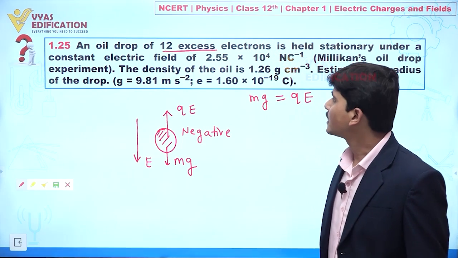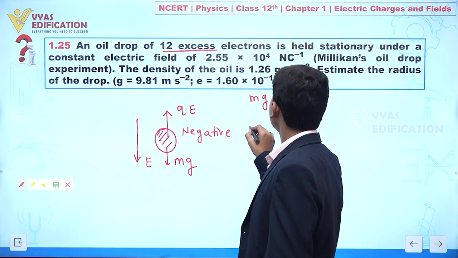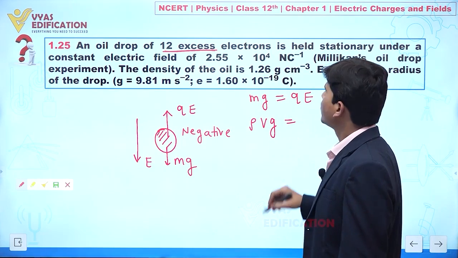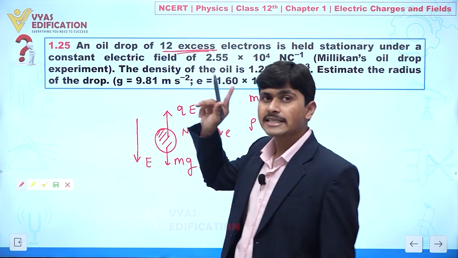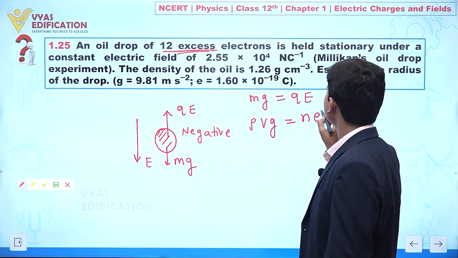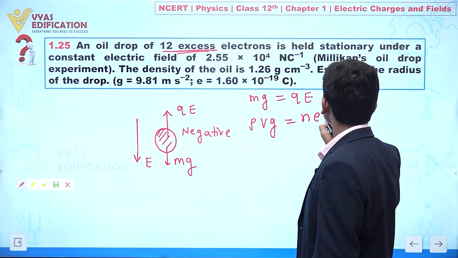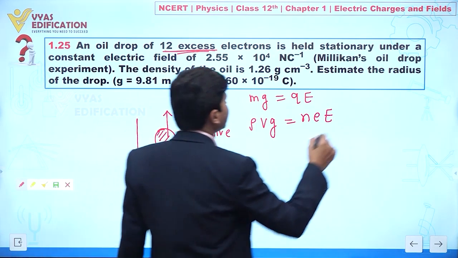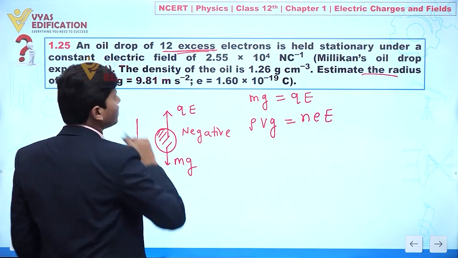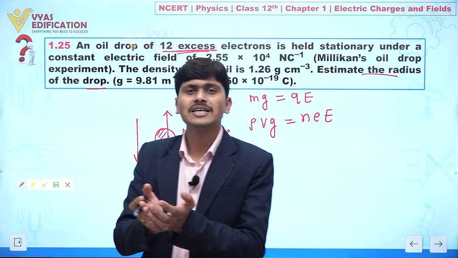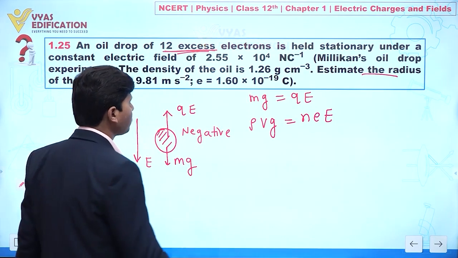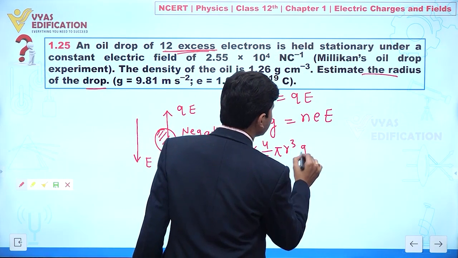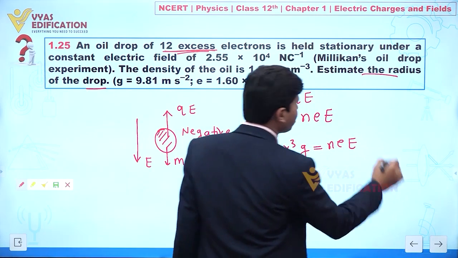Because density is given, we can write mass as density times volume, multiplied by g. And for Q, because it is given we have 12 excess electrons, we write n times e, multiplied with E. Now they are asking for the radius of the oil drop, so we can assume the oil drop is spherical in shape. So how can we write volume? Volume is given by 4 by 3 pi r cube, multiplied by rho g. This should be equal to nE multiplied by E.